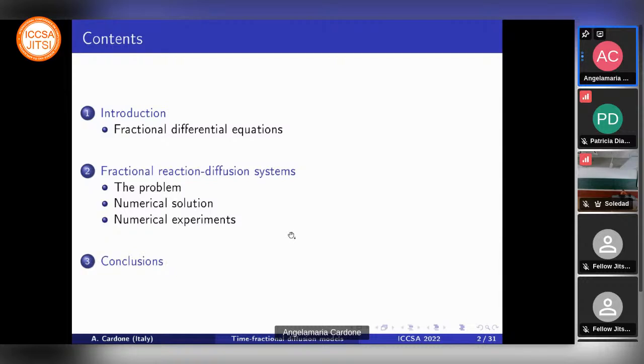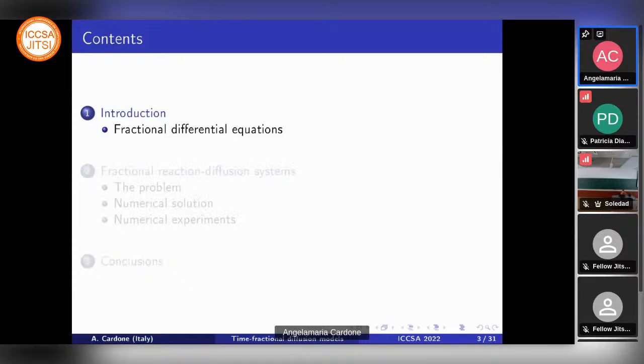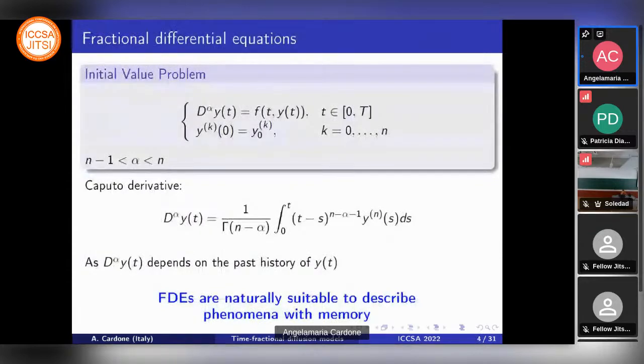And finally, I will draw some conclusions and propose some further development of this research. So what we consider is fractional differential equations, which are differential equations where the derivative index alpha is a non-integer one.